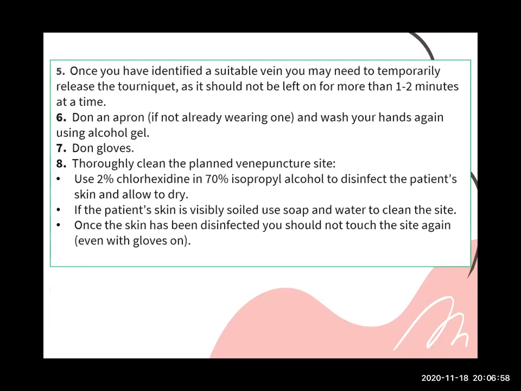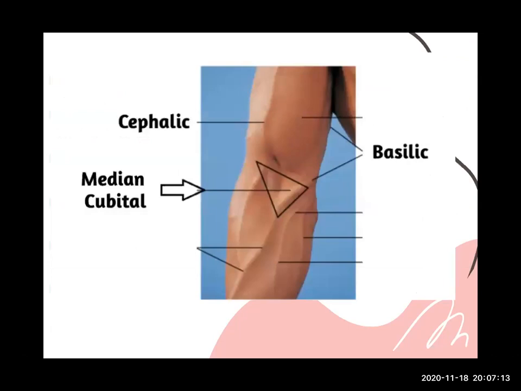And then wear an apron and wash your hands again using alcohol gel. Wear the gloves and then thoroughly clean the planned venipuncture site using antiseptic wipes. Okay. This is the picture. The preferred site is the median cubital vein.